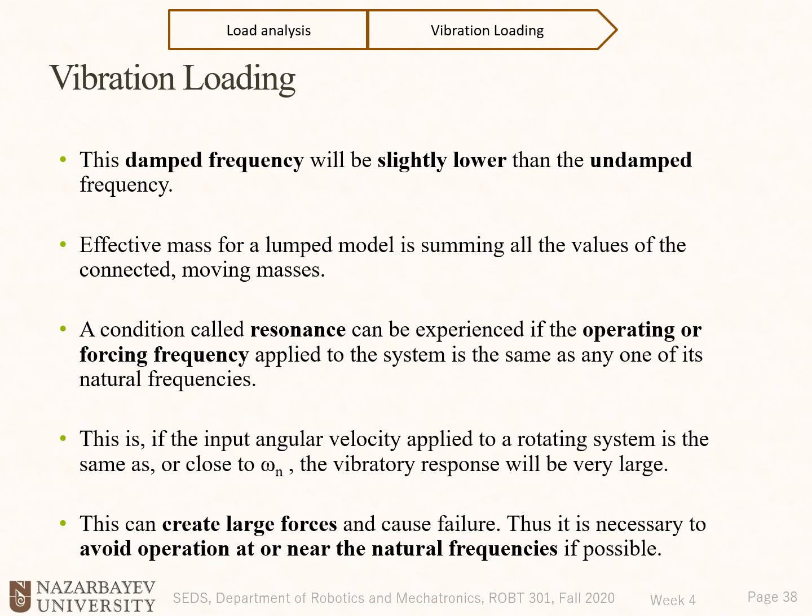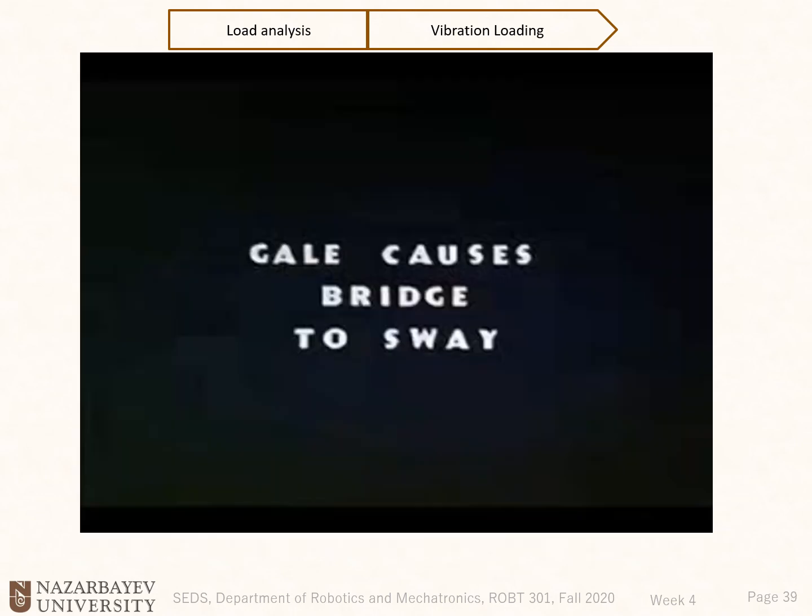For example, when you drive a car, specifically old models, you see that the car starts to shake and vibrate at, I don't know, a speed of 100 kilometers per hour. But if you pass that speed, or if you lower your speed, then that shaking and vibration stops. Okay, so here we have a video.